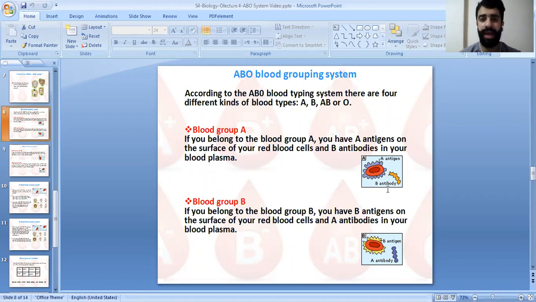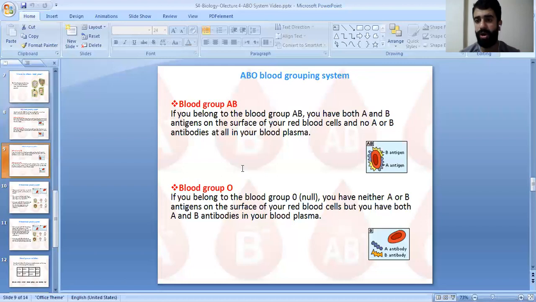But group B, as I said, it has the same antigens. So the antigen is B. Antibody is the opposite, so we have antibody A. Blood group AB and group O, they are special. Blood group AB has both antigens, antigen A and antigen B. Since we have both antigens A and B, there are no antibodies to attack them. So there is no antibody A, no antibody B. But group O, or the null group, you don't have antigen A nor antigen B, but we have antibody A and antibody B.